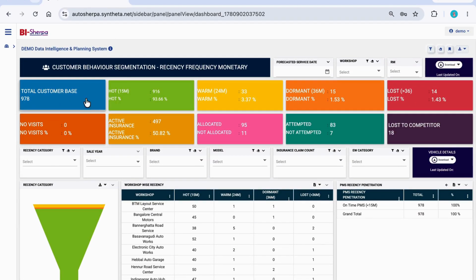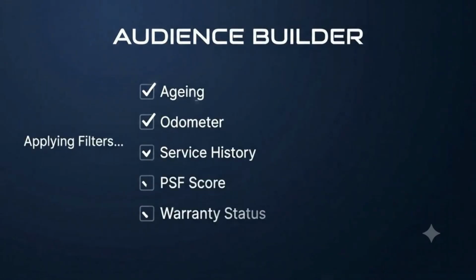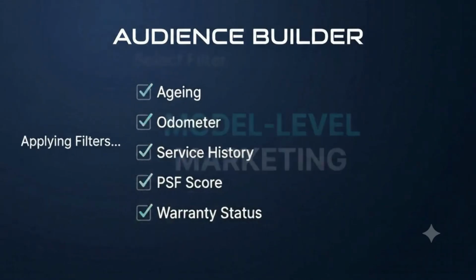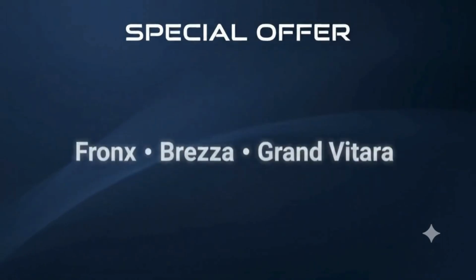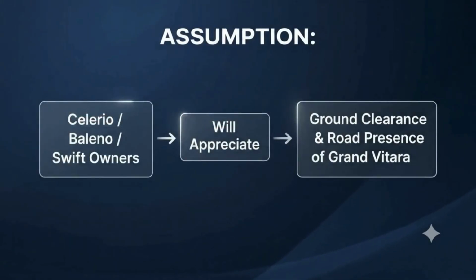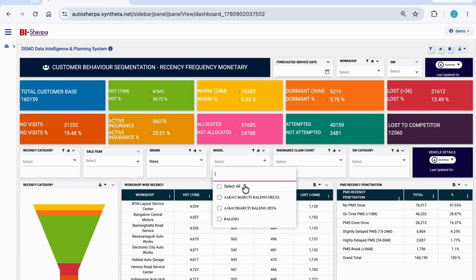Now let's go one step further. Let's say you've already applied all these filters: aging, odometer, service history, PSF score, warranty status. And you want to do model-level marketing. You have a special offer on the Fronx, Brezza, or Grand Vitara. You want to position the Grand Vitara to customers who currently own a Swift, Baleno, or Celerio. Your assumption: a hatchback customer of Celerio or Baleno will appreciate the ground clearance and road presence of the Vitara. Just click the models in this drop-down and get the data of your exact target audience.